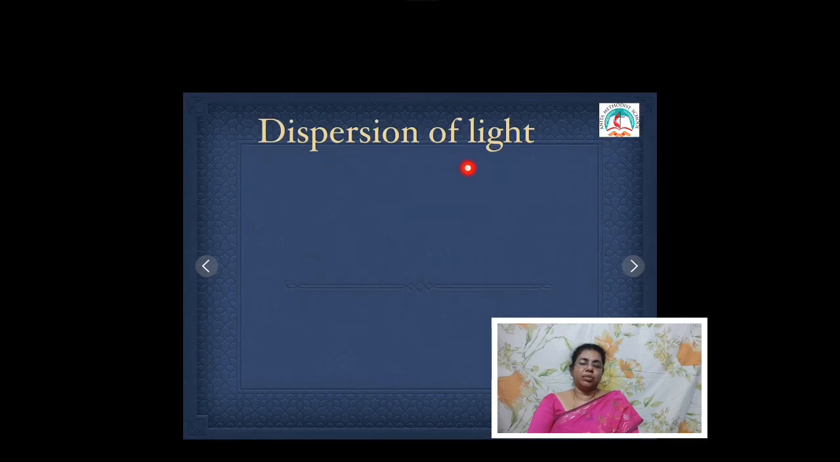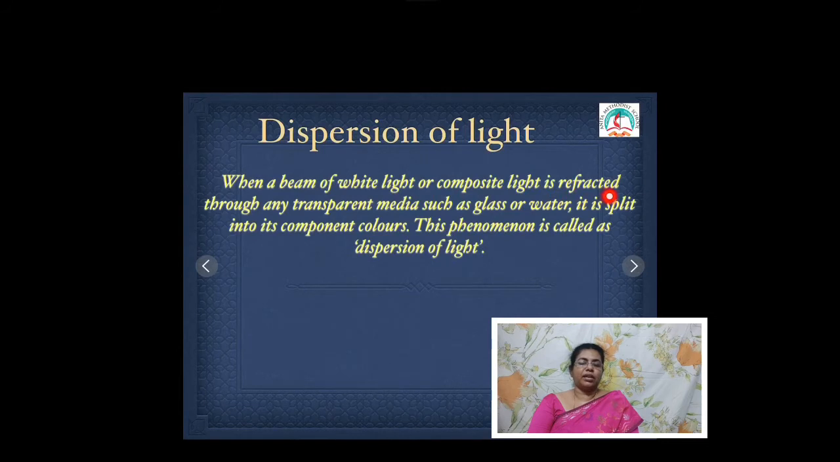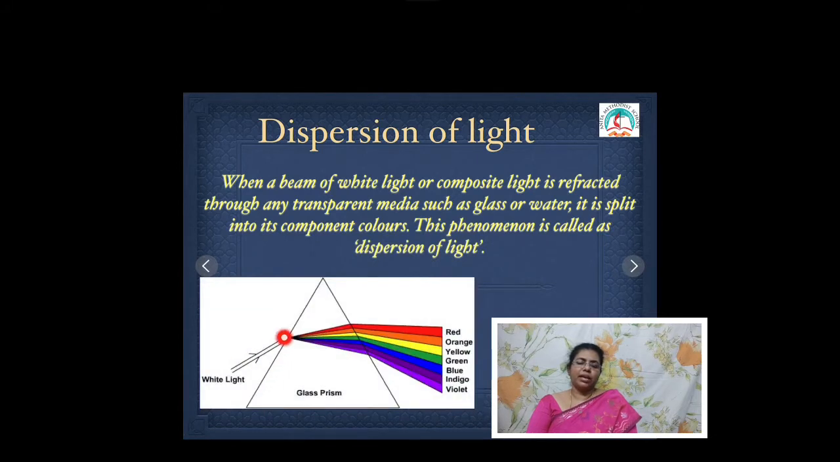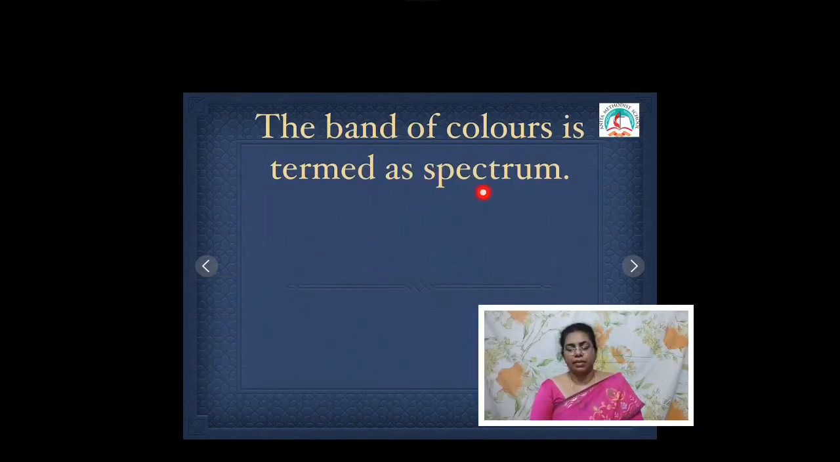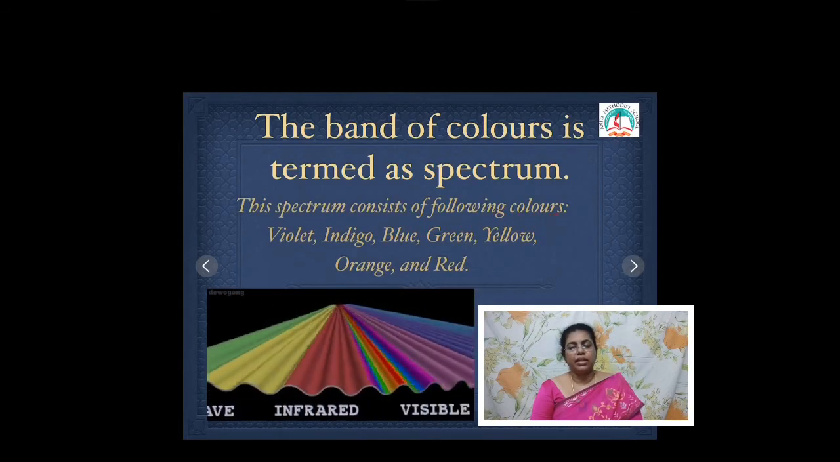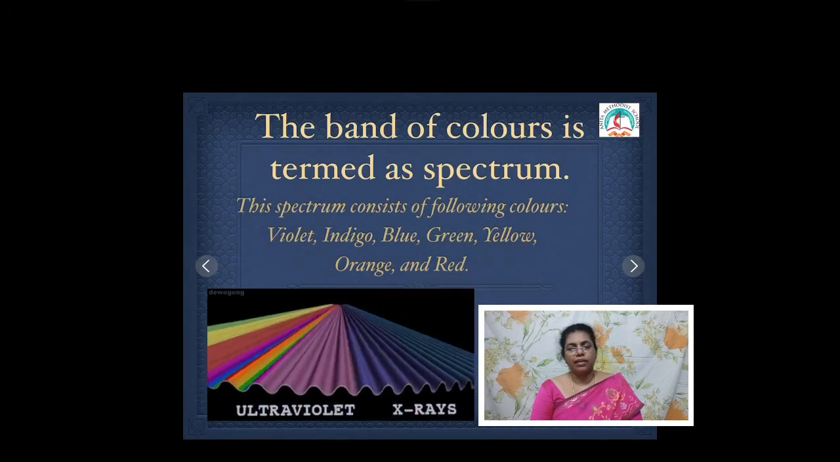Now let's see the dispersion of light. When a beam of composite light is refracted through any transparent medium like glass or water, it is split up into different colors. That is called the dispersion of light. So when white light travels through a prism, it is split up into different colors. The band of colors is termed a spectrum. The spectrum consists of the following colors: violet, indigo, blue, green, yellow, orange and red.